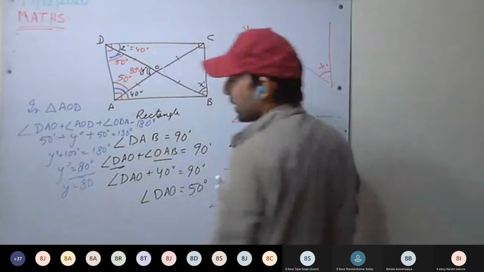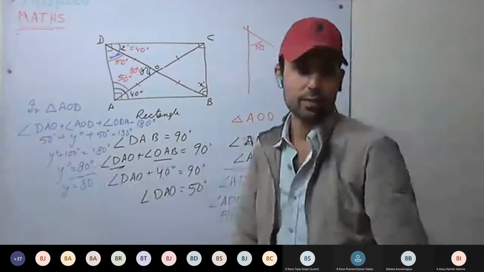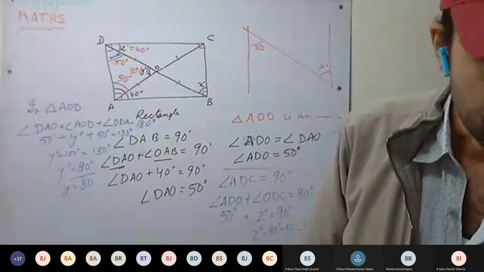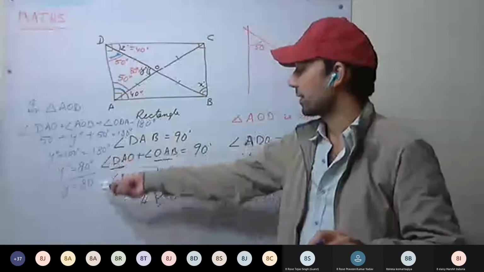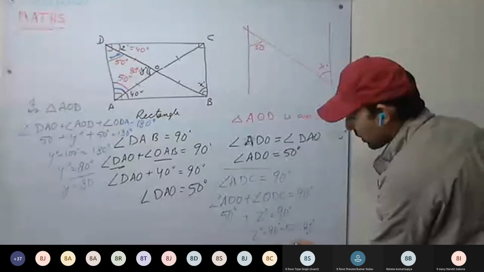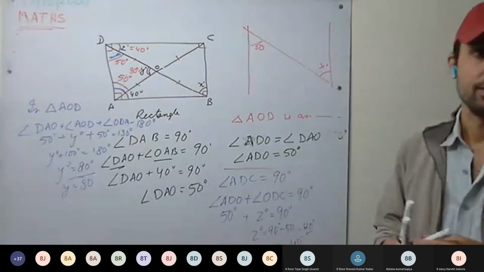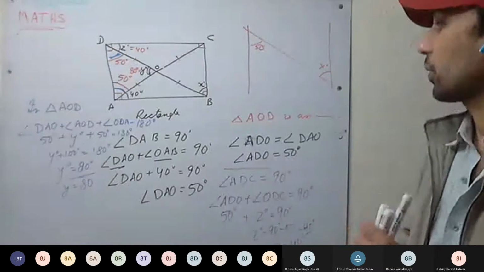Sir, so Y equals how much? 80. And here, sir, Z will be how much? How did X come?